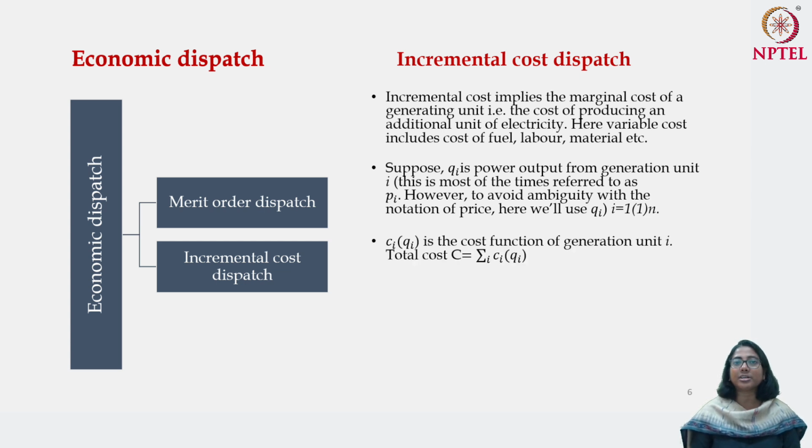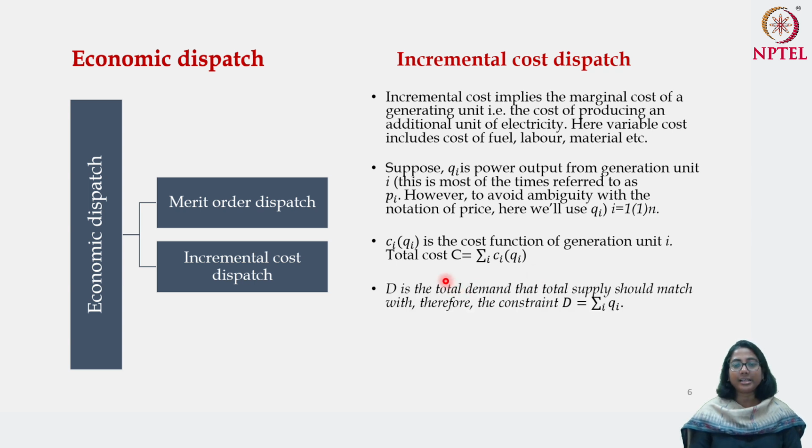We next define the concept of cost. Ci(Qi), that is Ci as a function of quantity produced, is the cost function of generating unit i. So what is the total cost of the power plant where the electricity is being generated? The total cost of the power plant is given by capital C, which is the sum of the costs of individual generating units. So capital C is equal to the sum over i of Ci(Qi). The total demand is marked as D. So D is the total demand, and you get the information about the total demand from the load curve.